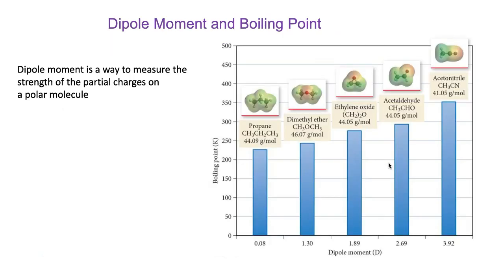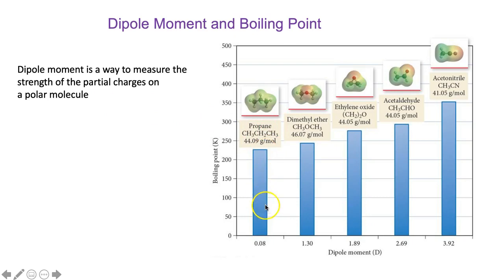Now we're going to check out dipole moment and boiling point. Now dipole moment is a way to measure the strength of the partial charges on a polar molecule. So remember, polar molecules are also called dipoles. And there is a way to measure how strong those forces of attraction are, and that's called a dipole moment. Now I'm not going to ask you to calculate that. I'm not even going to go through the formulas because it's not really necessary for what we're going over.